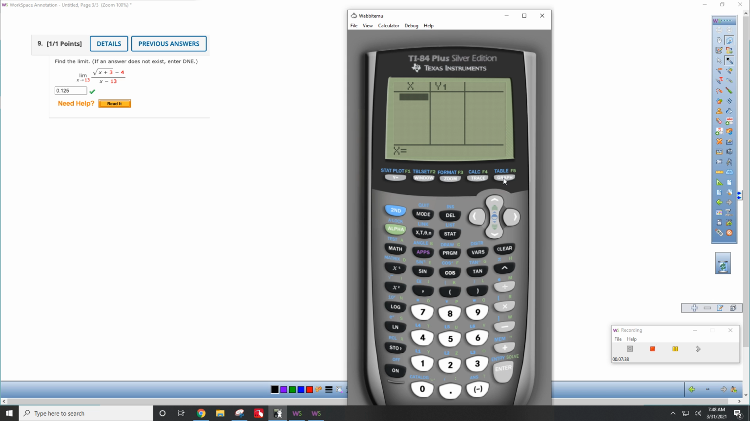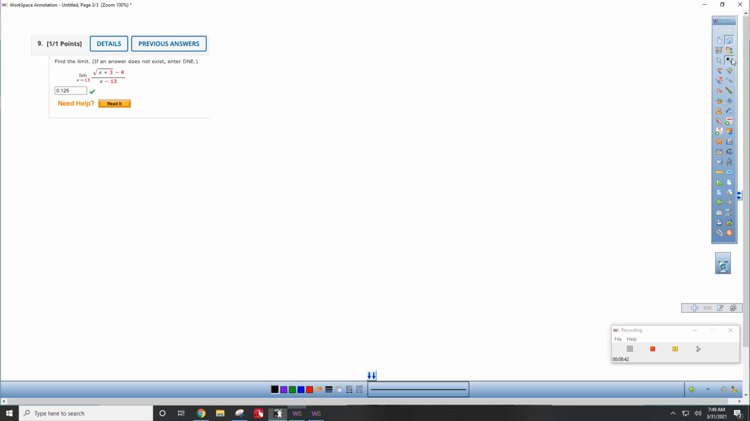Table. Now, we want x to be at 13, so let's try 12.999999. 0.125. Oh, I like it. How about 13.000001? Okay, so that's the quickest way to do it. That's how I would do it if I were you. But here's how to do it if you don't have a graphing calculator.